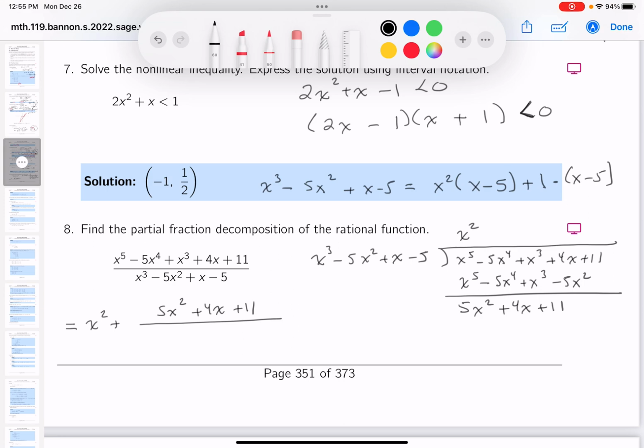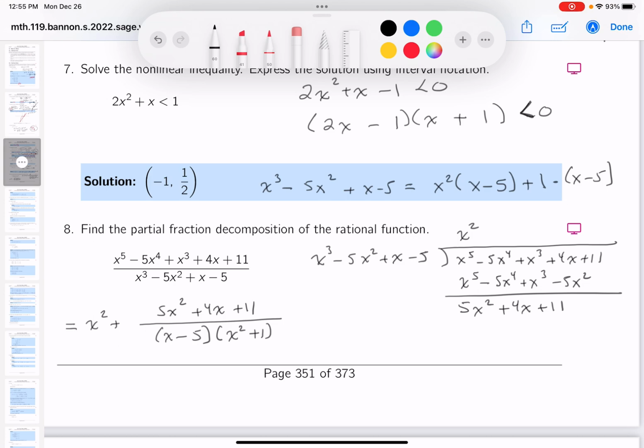So I think I'm ready to write that down now. It's going to be x minus 5. Whoops. I wrote something down that's incorrect there, didn't I? x minus 5 factors out, and you're left with x squared plus 1, which is known as an irreducible quadratic. And I think I'm ready to do my partial fraction decomposition now. And let's write that down.